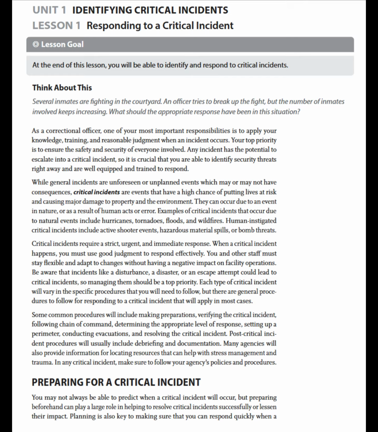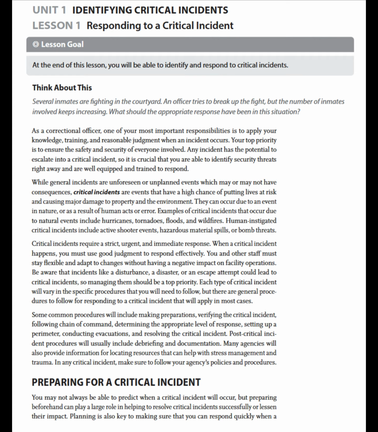While general incidents are unforeseen or unplanned events which may or may not have consequences, critical incidents are events that have a high chance of putting lives at risk and causing major damage to property and the environment. They can occur due to an event in nature or as a result of human acts or error. Examples of critical incidents that occur due to natural events include hurricanes, tornadoes, floods, and wildfires. Human-instigated critical incidents include active shooter events, hazardous material spills, or bomb threats.